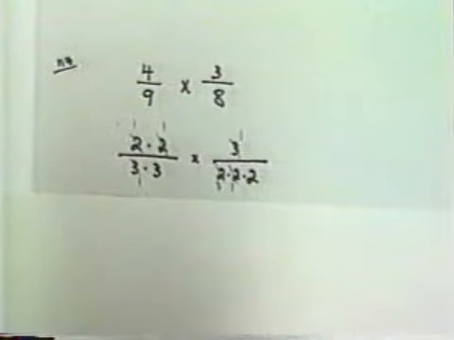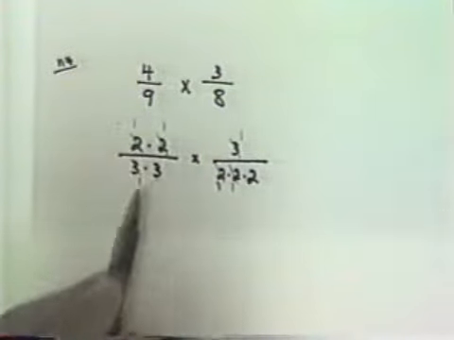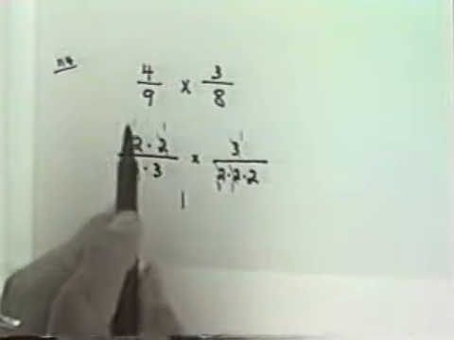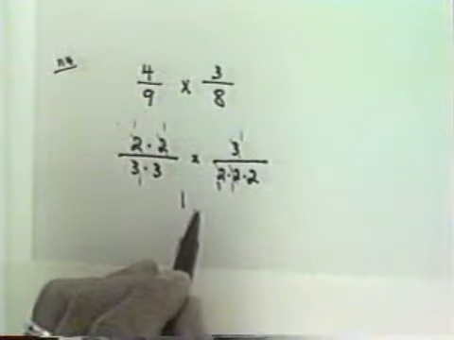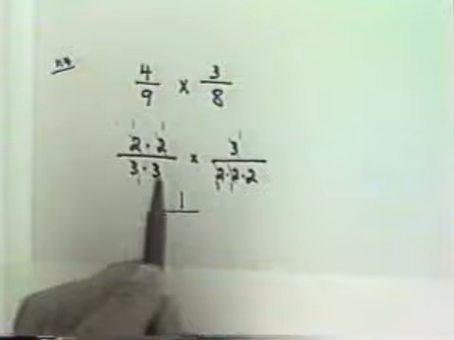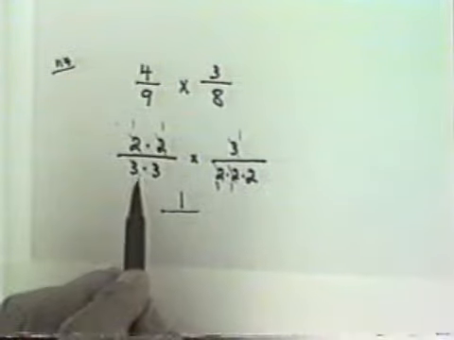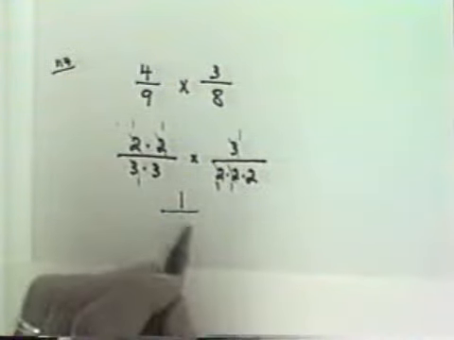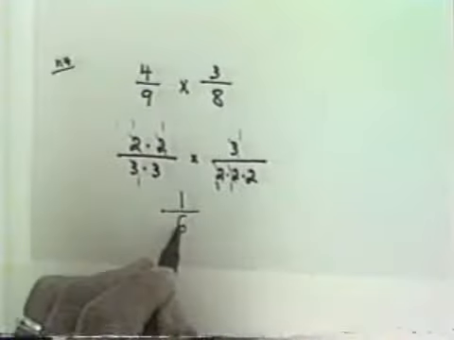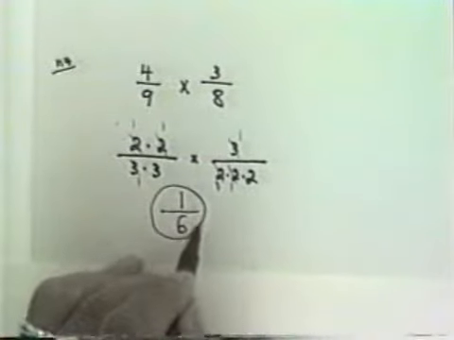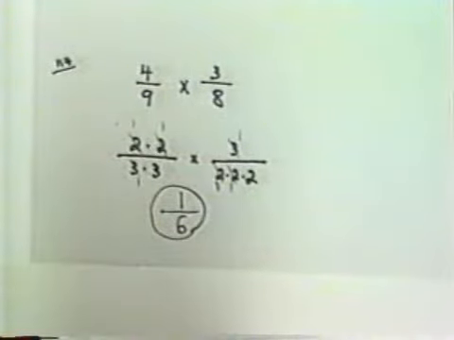Well, what are we left with? In the numerator, we're left with only 1. 1 times 1 times 1 is 1. In the denominator, we have 1 times 3 times 2, or 1 times 3 times 1 times 1 times 2, which is 6. So again, we get 1/6. This same process works for algebraic fractions.